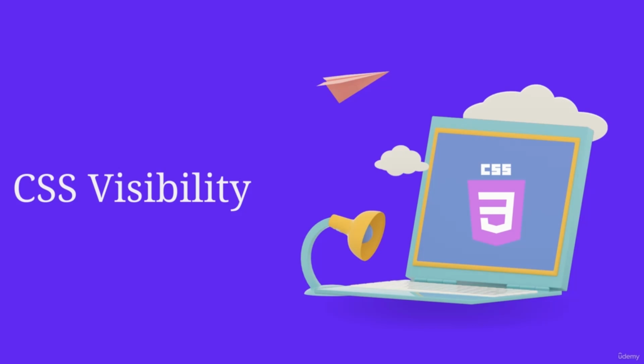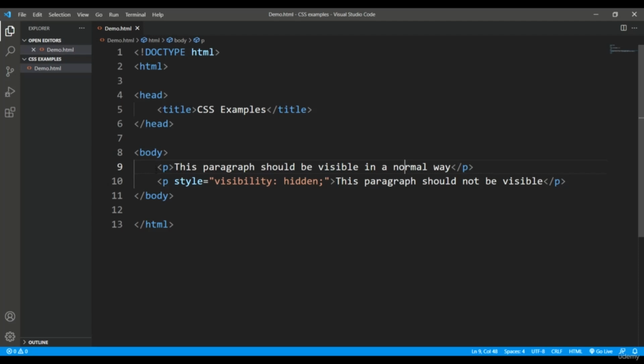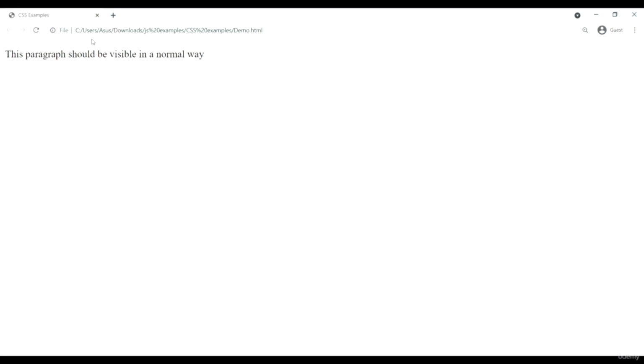So as far as the visibility is concerned, here I have taken a couple of paragraphs in which the first paragraph tag is the normal one, means as normal text it will be visible over the browser, while the other paragraph is decorated with a style where visibility is set to hidden, means this particular text will not be visible over the browser. So let's save the changes and come to the browser, and here you can see only the first paragraph with the text is visible in the normal way, but the other one is not.